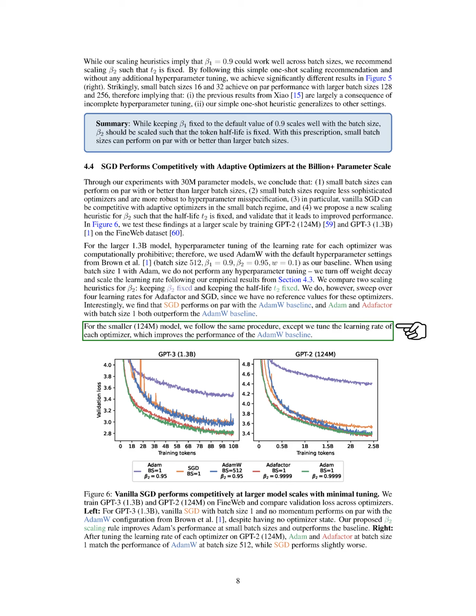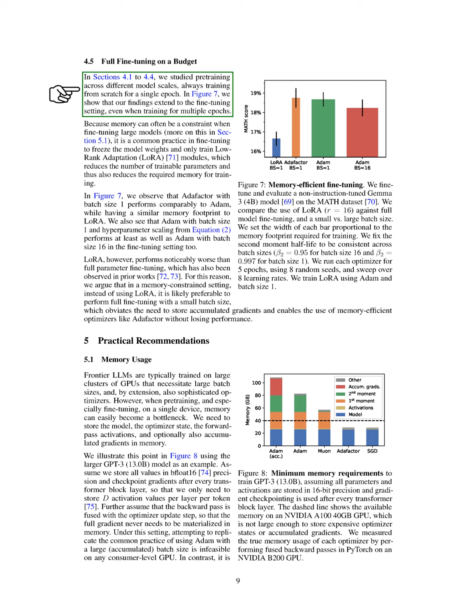Atom W baseline's performance. In our exploration of fine-tuning, we confirmed that our results apply even when training for multiple epochs. Given that memory can be a limiting factor when fine-tuning large models, it is common to freeze model weights and only train low-rank adaptation (LoRa) modules, which reduces the number of parameters that need training and thus the memory required. We observed that Adafactor with a batch size of 1 performed similarly to Atom while maintaining a comparable memory footprint to LoRa. Additionally, Atom with a batch size of 1 and our hyperparameter scaling performed at least as well as Atom with a batch size of 16 during fine-tuning.